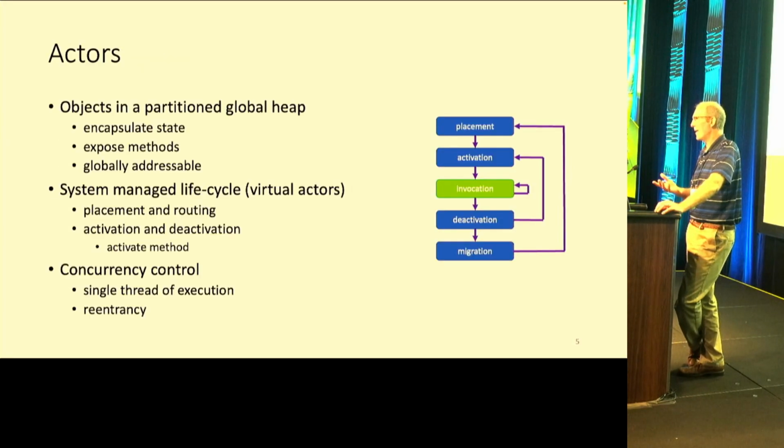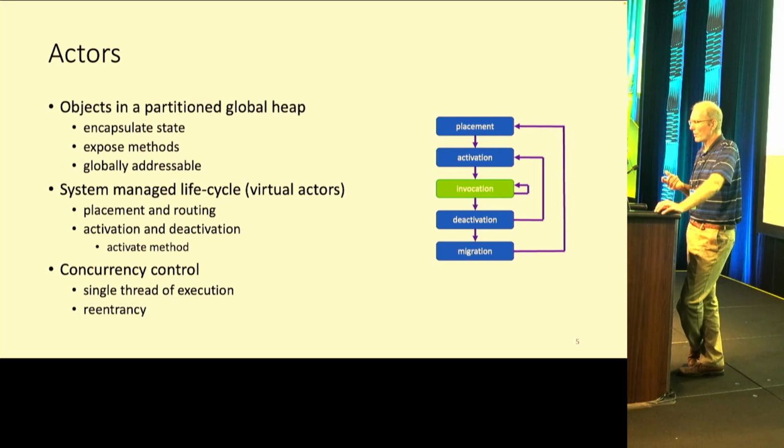So we build on top of an actor programming model, which is a fairly standard thing to do in this world. Actors give you a way of encapsulating little pieces of the state of the application. You can think of an actor as an object in a partitioned global heap. So it encapsulates some piece of the state, and it exposes methods. And actors interact with each other by sending messages back and forth, which invoke these methods. These actors are globally addressable, so you don't have to be running on the same process as another actor to be able to send it a message.